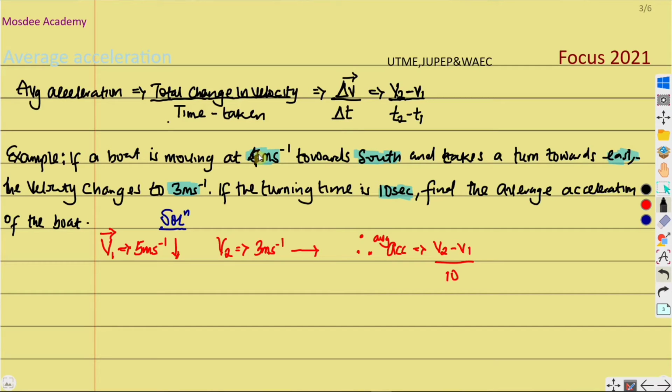4 meters per second should be towards south. Please note that, and not 5, for us to understand it very well. So we have the first velocity given in the question as 4 meters per second. Then the second velocity is 3 meters per second. So we are looking for the average acceleration when they cover 10 seconds.